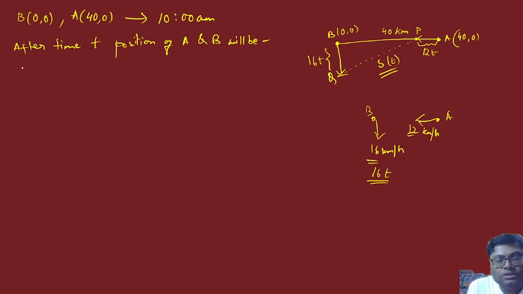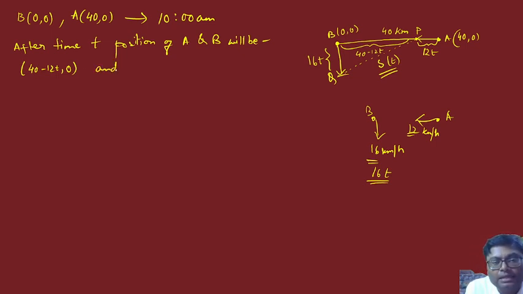What will it be? It has decreased by 12t, so what will be this distance? This distance will be 40 minus 12t. So the position of A will be 40 minus 12t, 0, because there is no motion along the y-axis for A.